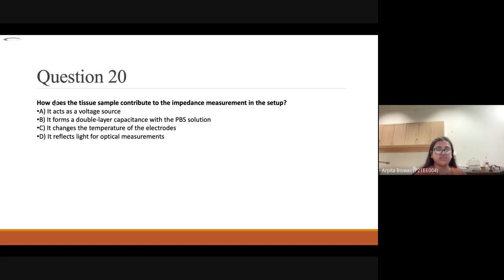First, it acts as a voltage source. Second, it forms a double layer capacitance with a PBS solution. Option C is it changes the temperature of the electrode. Option D is reflect light for optical measurements. So what is the right answer?